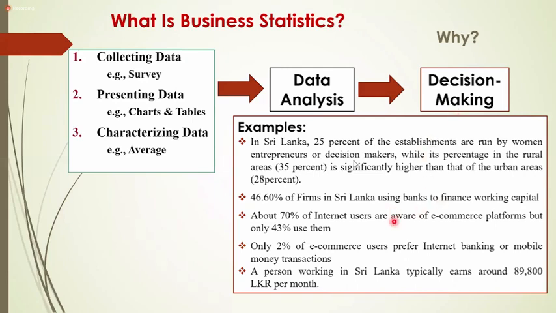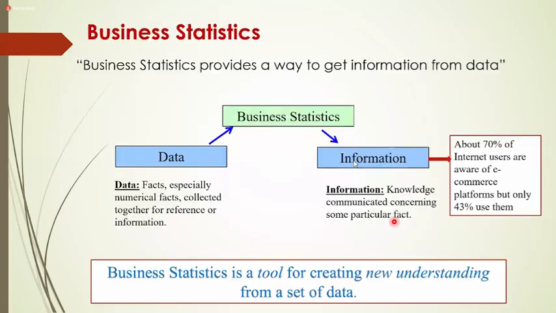Right? So this is the procedure of business statistics. Finally, business statistics provides a way to get information from data. This is our ultimate purpose of applying statistics. We have to get information from the collected data. The data should be converted into information. That is the role of business statistics.